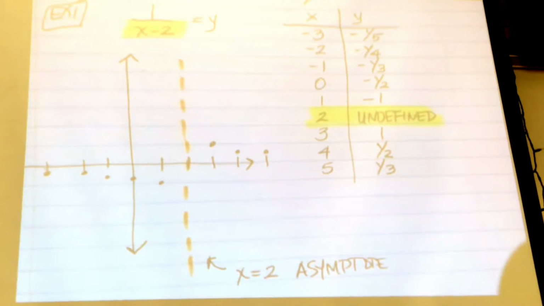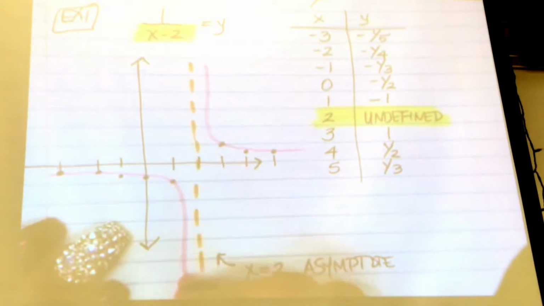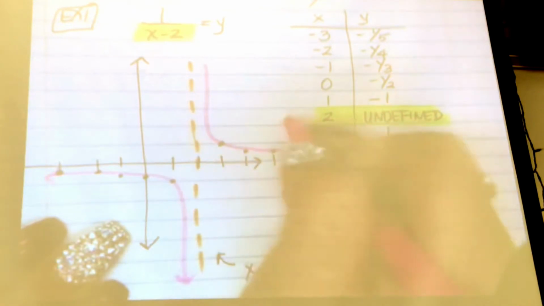I want you to imagine like a magnet or an electric fence. Your points are going to lean towards it, but never touch it. Like this. And then we're going to put arrows on the end.